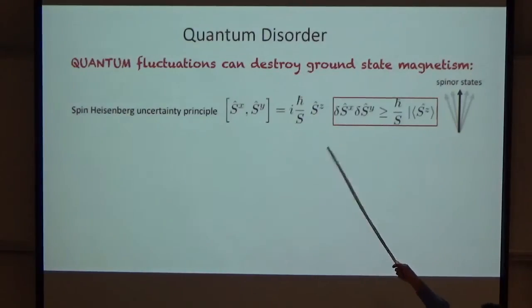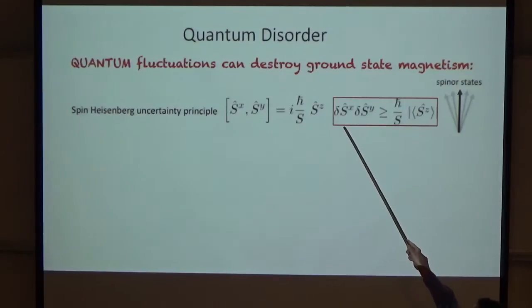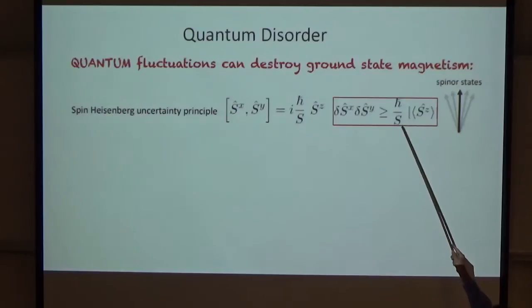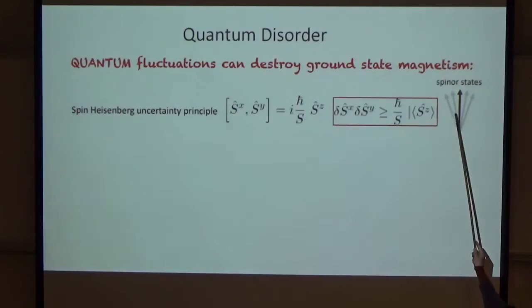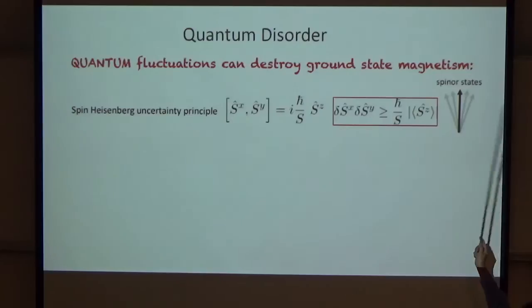So if you use this to derive the Heisenberg uncertainty principle, you'll see that the fluctuation in X and Y spins is larger than essentially h-bar by S, the magnetization. So if you have a broken symmetry, it means that there are some quantum fluctuations of this size. So you can see that as S becomes smaller, these fluctuations become larger. What is the consequence of that?